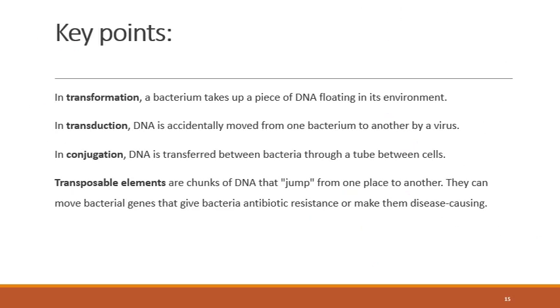In short, the following key points we have discussed today. In transformation, a bacterium takes up a piece of DNA floating in its environment. In transduction, DNA is accidentally moved from one bacterium to another by a virus. In conjugation, DNA is transferred between bacteria through a tube between cells. Transposable elements are chunks of DNA that jump from one place to another. They can move bacterial genes that give bacteria antibiotic resistance or make them disease causing.